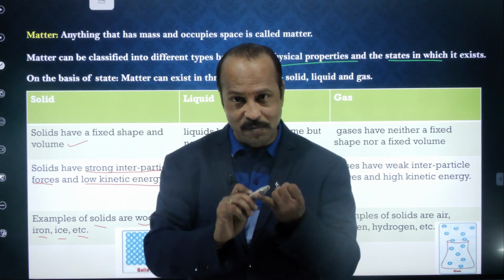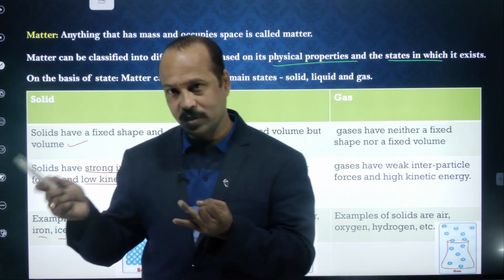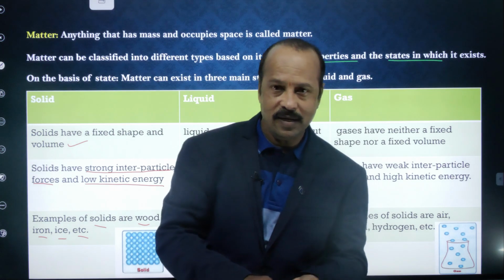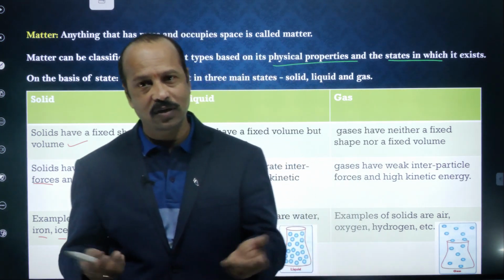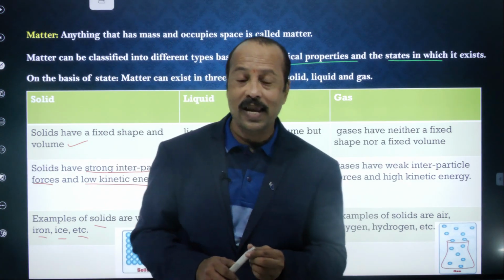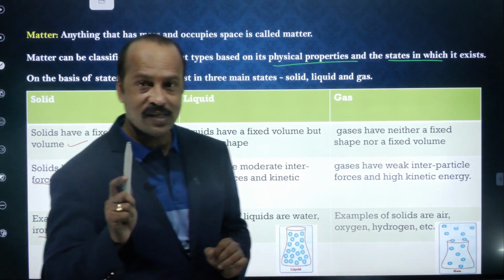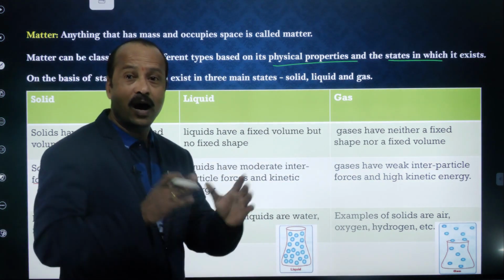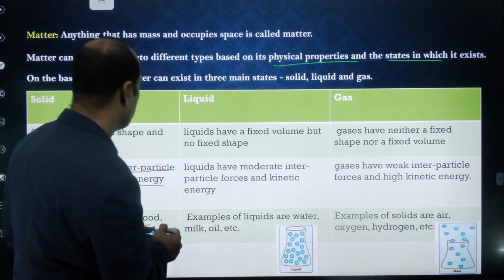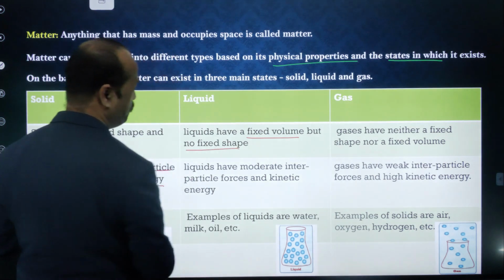Whether you take 1 liter of milk, a 1 liter water bottle, or 1 liter of petrol in a bike, this quantity is fixed. So the meaning is what? Liquids have a fixed volume, but not a fixed shape. They acquire the shape of the container, right? So liquids have a fixed volume, students, but no fixed shape.